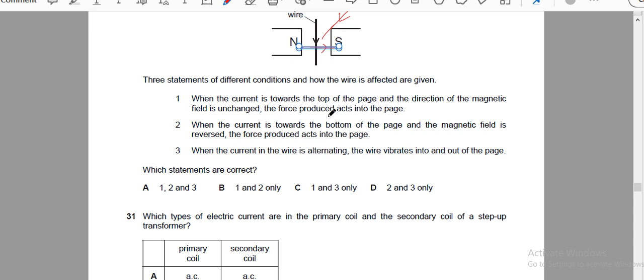So force will be into page. This is correct. Current toward the bottom, that's the case here, and the field is reversed. So let me use my hand: current to bottom and field reversed, so it will make the force into page. So this is also correct.